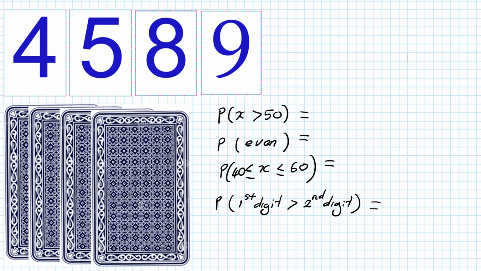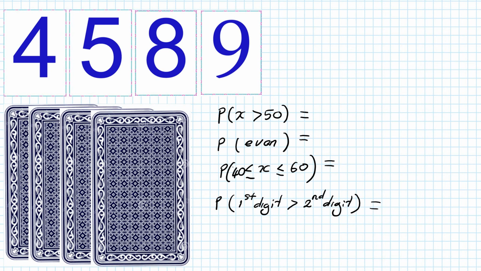Now, I have 4 cards: 4, 5, 8 and 9. So what I do, I shuffle them and put them face down. Then I select 2 cards randomly and form a 2-digit number. The questions are: find the probability that the number is greater than 50; the probability of getting an even number; the probability that it is between 40 and 60; and the last one, find the probability that the first digit is greater than the second digit.